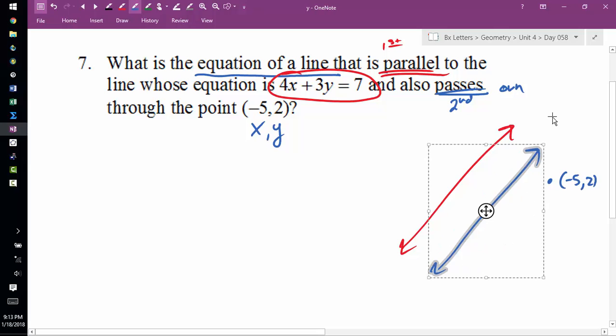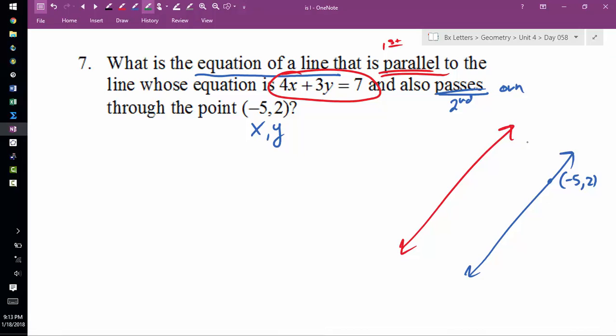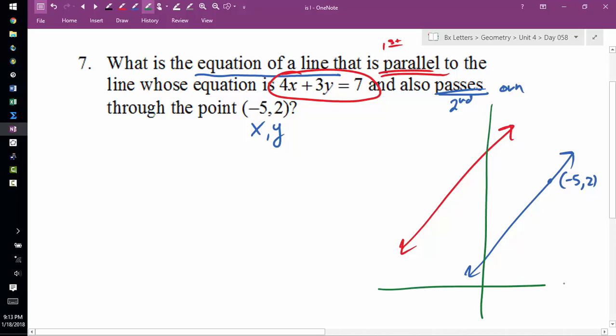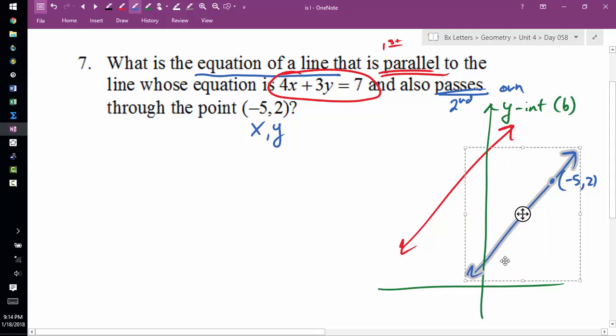So right now, as I've sketched it out, this line doesn't work because even though it's parallel, it doesn't pass through that point. I've got to make it pass through that point. And when we do that, that would change the y-intercept, also known as the b value. Because if I don't make that line go through that point, let's pretend that point is still over here, then that y-intercept is going to be different. So when I force it through that point, it makes a different y-intercept.